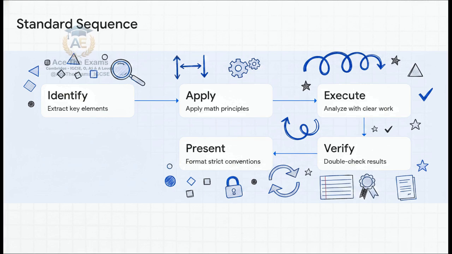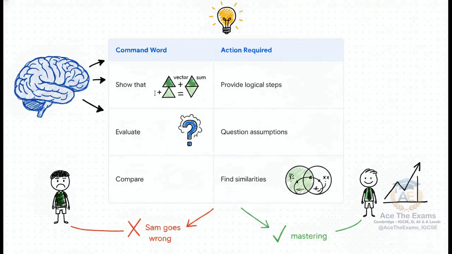Step 4, verify your results. Does the math actually make sense in the real world? Step 5, present the information following strict Cambridge conventions. This means using proper headings, the correct terminology, appropriate formatting, and clear annotation. Clear working and proper formatting are not just optional, nice-to-have things. They are the literal, load-bearing pillars that secure your essential process marks, even if your final calculation goes slightly awry. And guys, this right here is exactly where our second student, Sam, completely goes off the rails.